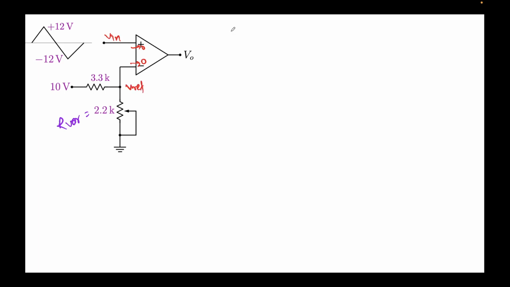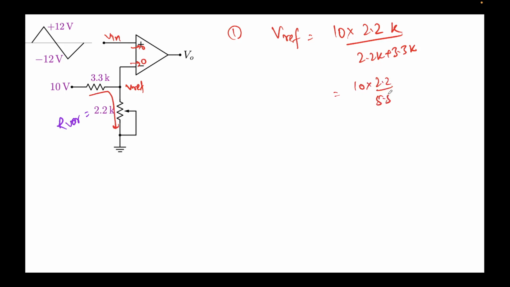Vref I can find using the potential divider. So Vref will be equal to 10 times 2.2k divided by 2.2k plus 3.3k. Again, remember, no current is flowing here, so all the current has to be flowing here, and that's why this is a potential divider. This will come out to be 10 times 2.2 by 5.5, which is 4 volts. So Vref we have found out to be 4 volts.